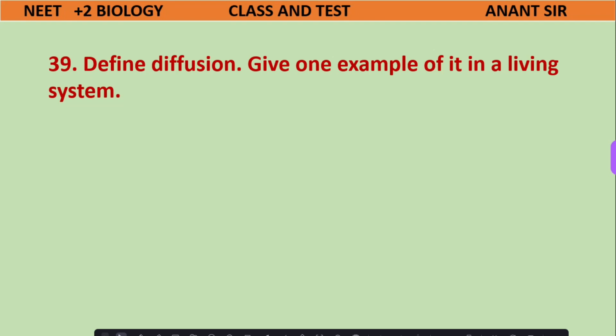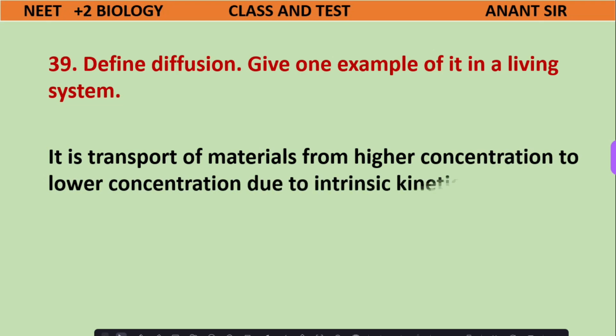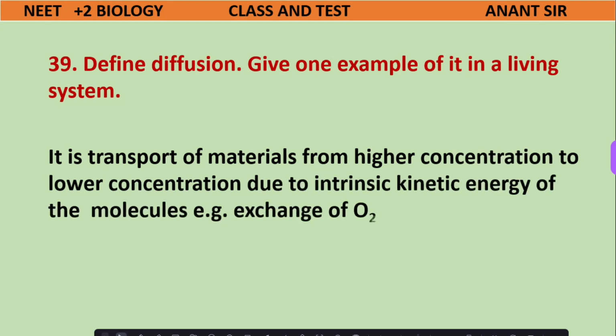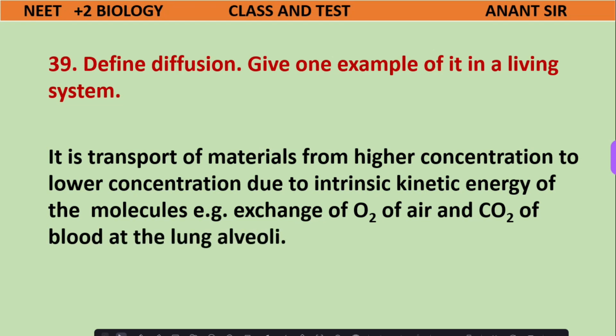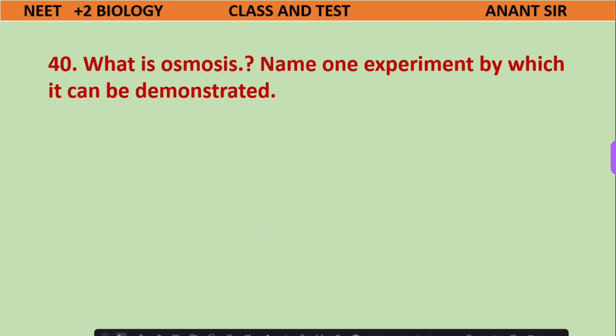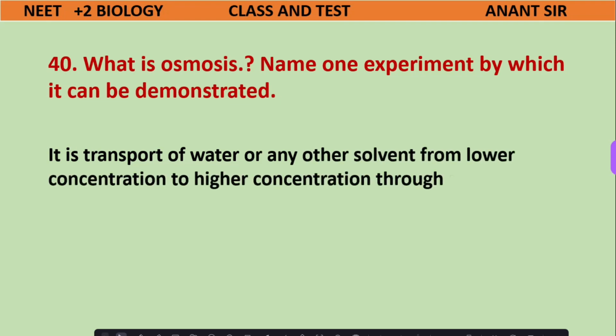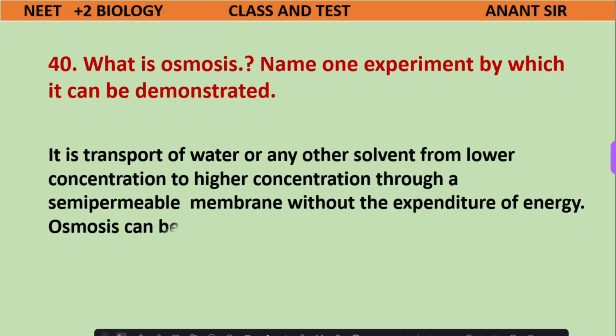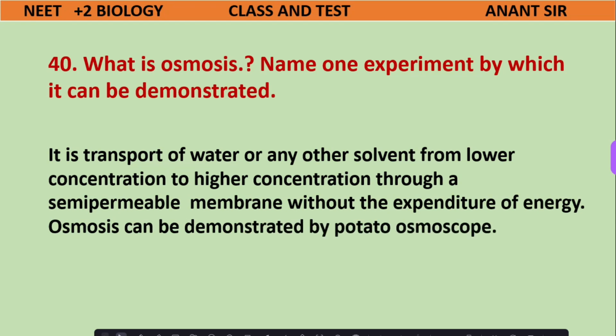Define diffusion. Give one example of it in a living system. It is transport of materials from higher concentration to lower concentration due to intrinsic kinetic energy of the molecules, that is, exchange of oxygen of air and carbon dioxide of blood at the lung alveoli. What is osmosis? Name one experiment by which it can be demonstrated. It is transport of water or any other solvent from lower concentration to higher concentration through a semi-permeable membrane without the expenditure of energy. Osmosis can be demonstrated by potato osmoscope.